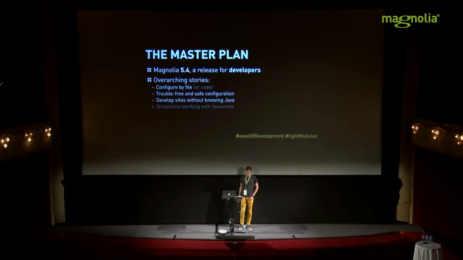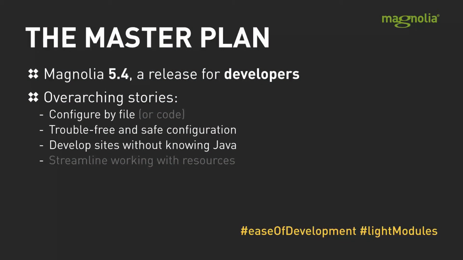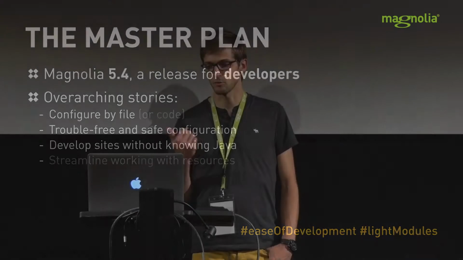So, a little bit of context. Well, the master plan is indeed Magnolia 5.4. We wanted to make a release for developers, so the main focus was on ease of development. And here are some of the overarching stories that were either around the feature or related: configuration by file, trouble-free and safe configuration, and also developing sites without knowing Java. And a related story as well was streamlining working with resources, because config files then are resources in the end.